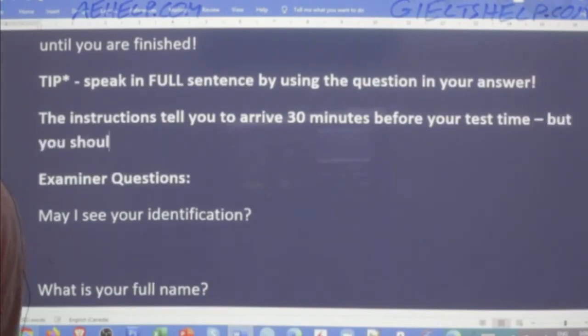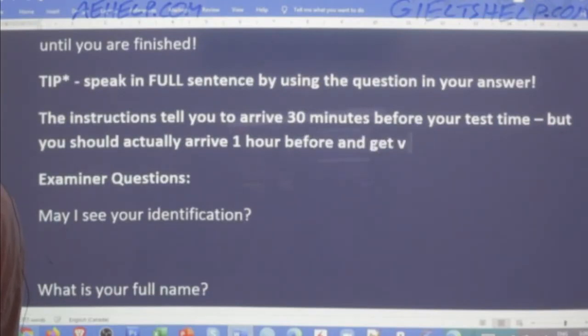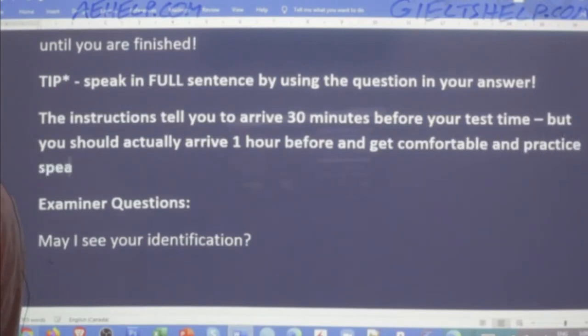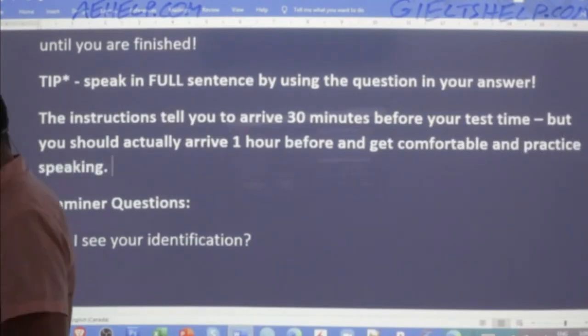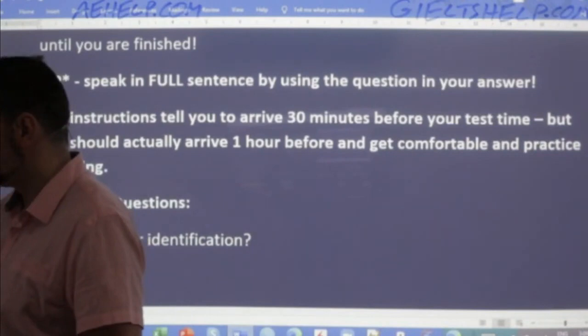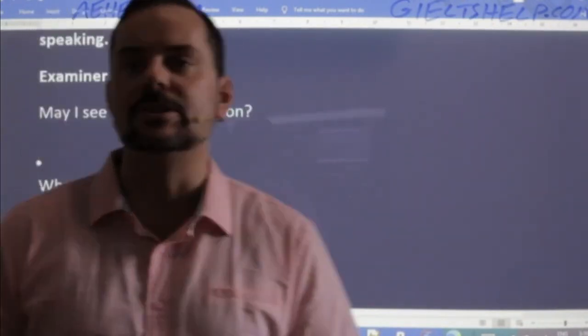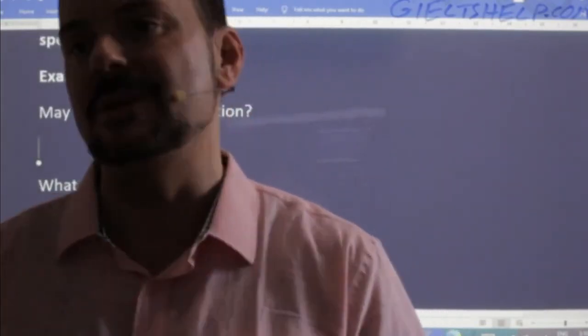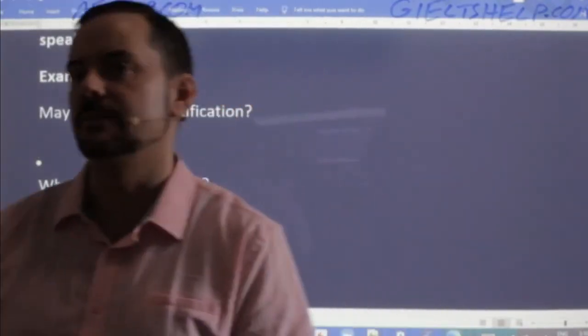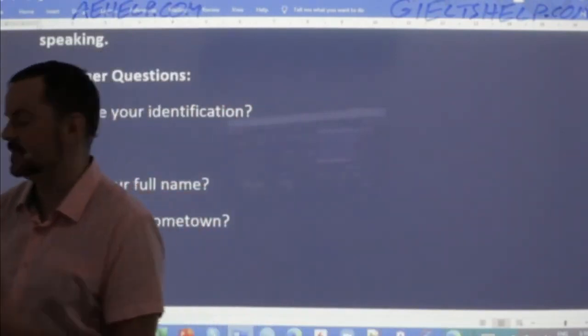But you should actually arrive like even 1 hour before and get comfortable and practice speaking. Okay, so that's really important. Do that as well. Okay, so not just 30 minutes. 30 minutes is absolutely the minimum. Abhishek Kadam, if you have a question, just ask it. If I see it, I'll answer it. If I miss it, send me an email.